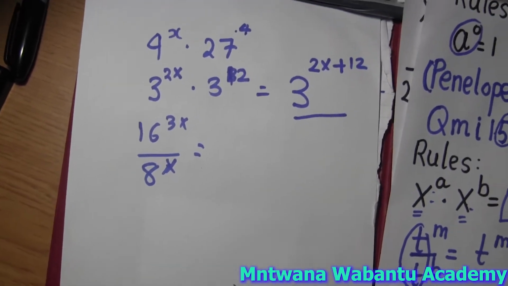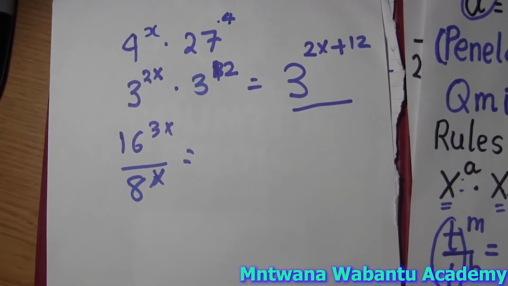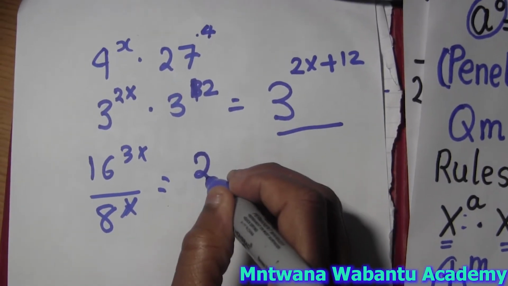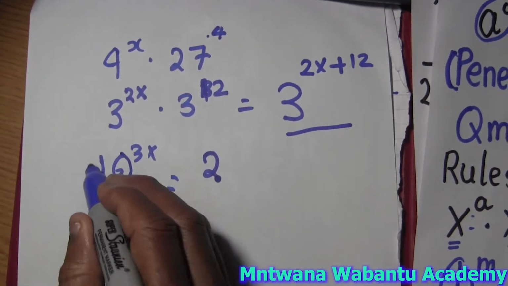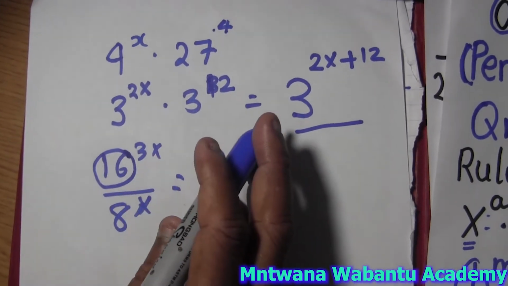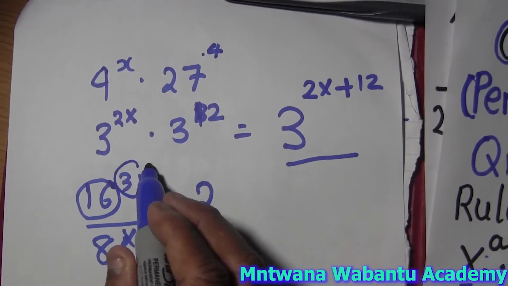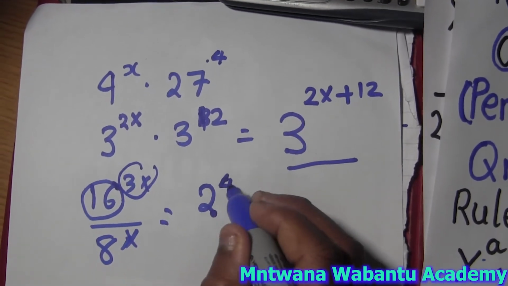Now I'm thinking, 16, which number is going to be common for both? Oh, 2. So 16 means 2 power 4. Only 16 is 2 power 4, 2 power 4 equals 16. You can put it in the calculator, see? So that 4 you must multiply by 3x. Let me just go slow. 2 power 4 equals 16.